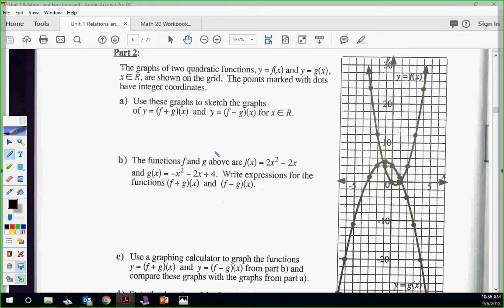So the graphs of two quadratic functions to the right is f of x and g of x. They don't tell you the functions, but they just say use the graphs to sketch the graph of f plus g of x and f minus g of x. Okay, so essentially, this is what I was trying to explain yesterday, is that they're just kind of using a mini table here. And so they say, we'll use these x values. And then here is your f plus g of x. And here's your f minus g of x. And they just kind of came down like this.